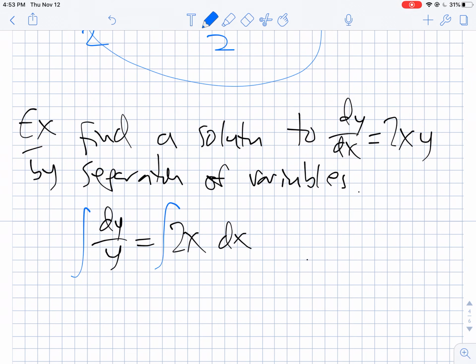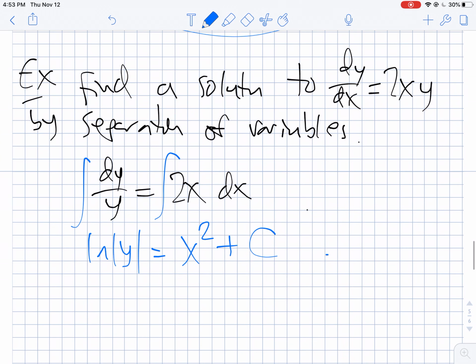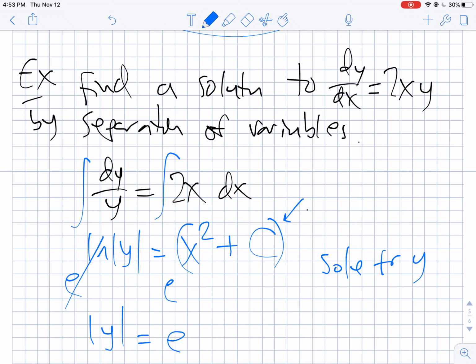So now we'll integrate the left and the right. The integral of 1 over y is ln of the absolute value of y, that's important, equals x squared plus c. Now, our goal, of course, is to solve for y. Again, I just put the plus c on one side. So I'm going to raise e to the power of both sides. It's important that I'm raising e to the power of the entire right side. On the left side, the e and the ln cancel, so I get absolute value of y equals e to the x squared plus c. That plus c is still an exponent because I raised e to the power of the whole side.